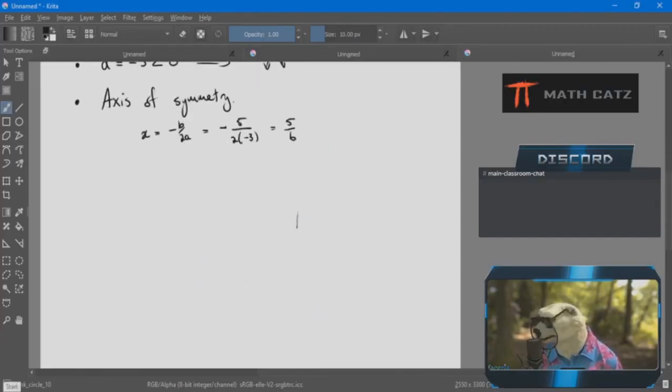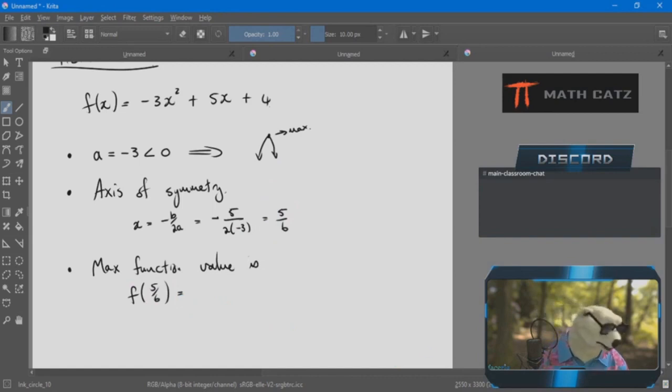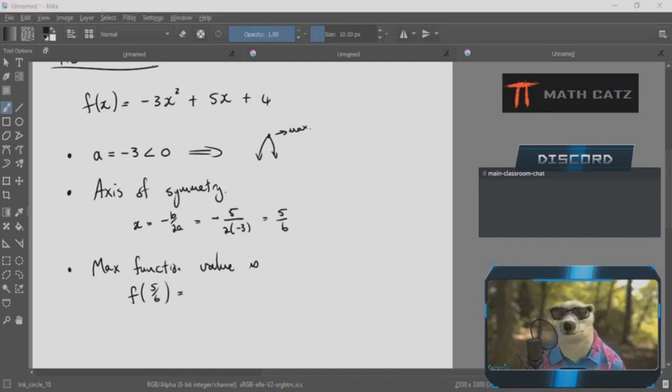Now, let me see. I know there's going to be a maximum, right? Because the value of a tells me that it's going to be a maximum. I want to find the maximum function value, which is the y-coordinate of the vertex, f of 5/6. And I can calculate that with the calculator. Let's see if MathBot can do that. That's my calculator. I don't have an actual calculator in front of me. I trust MathBot as my calculator. So I just have to slowly put 5/6 in everywhere, and let's see what we get.